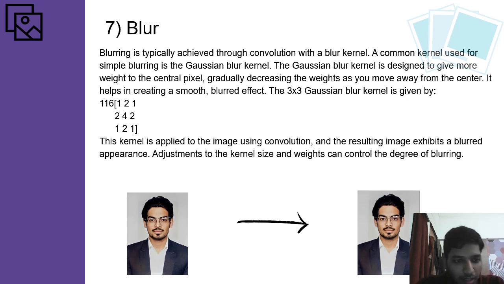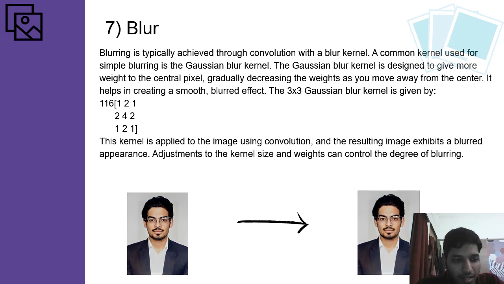Now, when this kernel is convolved with an image, it assigns more weight to the central pixel and gradually decreases the weights as you move away from the center. The distribution mimics the shape of a Gaussian distribution, hence the name. The purpose is to create a weighted average of neighboring pixel values, resulting in a smooth and blended appearance. By adjusting the size and weights of the Gaussian blur kernel, you can control the degree of blurring.